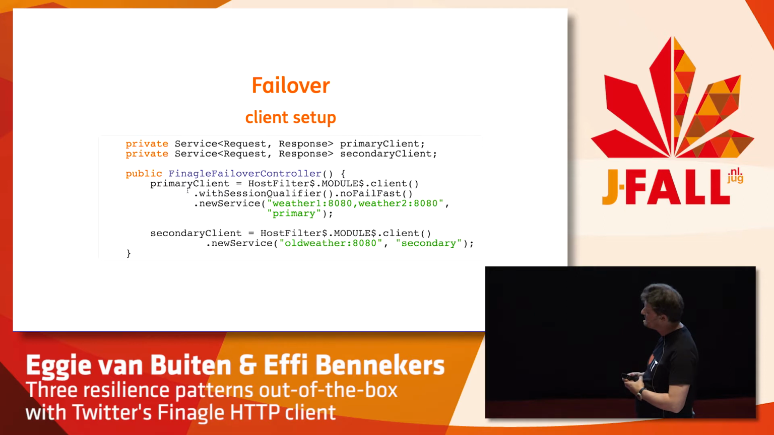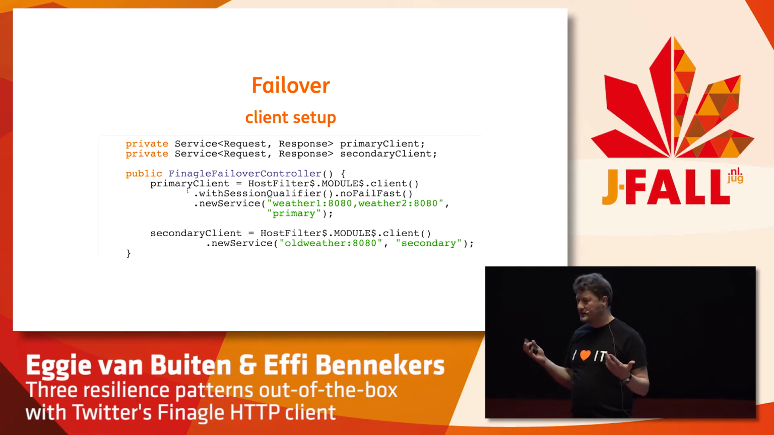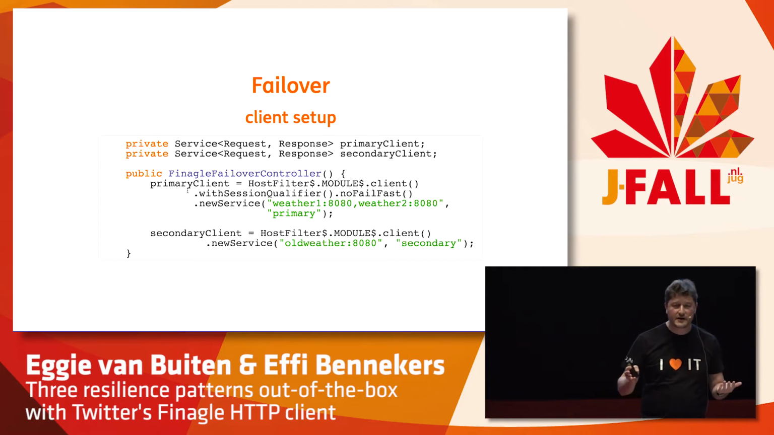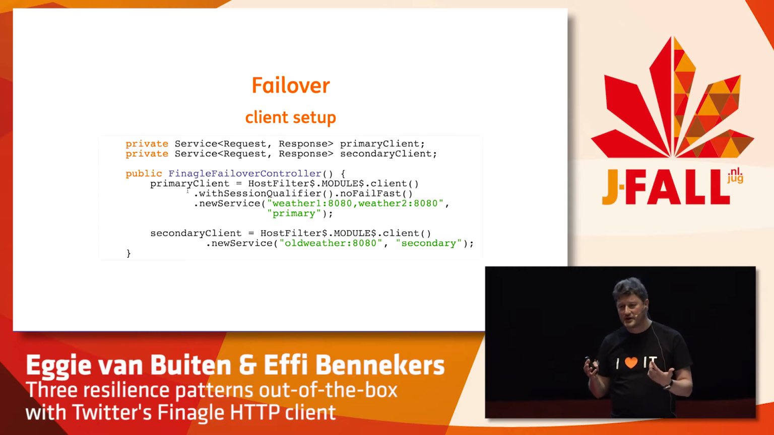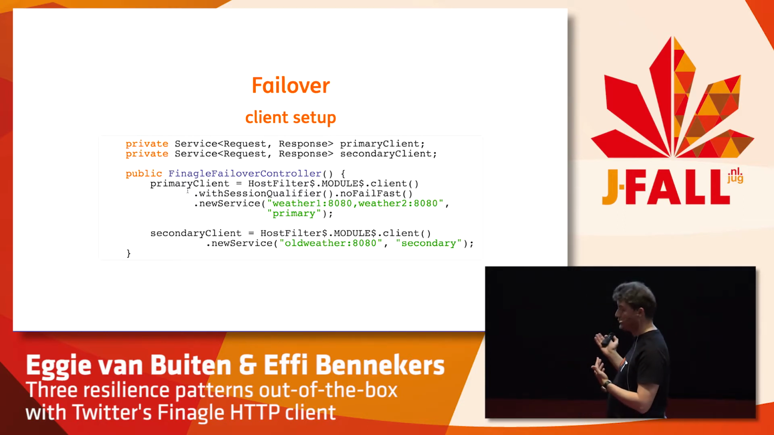Can you spot it? No fail fast? What does that mean? No fail fast. Yes. When Twitter Finagle detects a service being down, it will fail fast because it has some kind of circuit breaker mechanism, and this circuit breaker mechanism will kick in after a while when the service is down. We don't want that because we have a way of recovering from it, so we disable it. But by default, it's enabled. Does that make that clear?